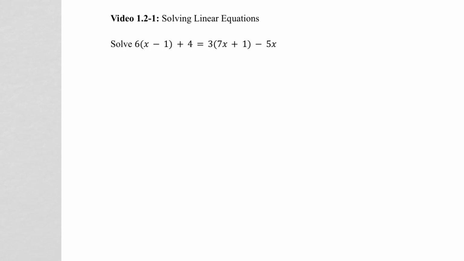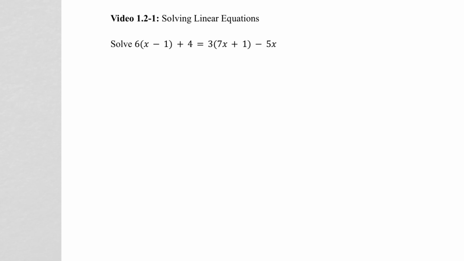Hi everybody. So this is one of our first videos. We're going to be looking at solving linear equations. This problem is an example which is going to incorporate a lot of the steps that we are going to be looking at when we're attacking these types of problems.